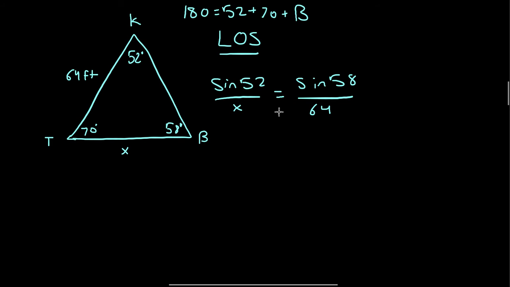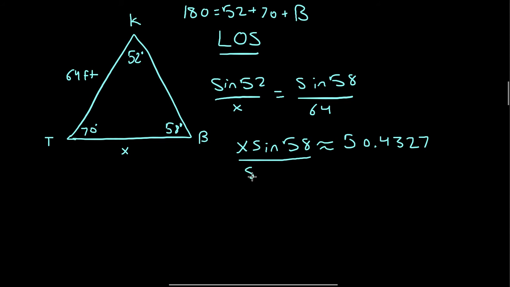Now let's simplify this equation a little bit more. We're going to have x times the sine of 58 is roughly equal to the sine of 52 times 64, which is roughly 50.4327. Then we can get x by itself by dividing the sine of 58 on each side, because these two sines cancel each other out.